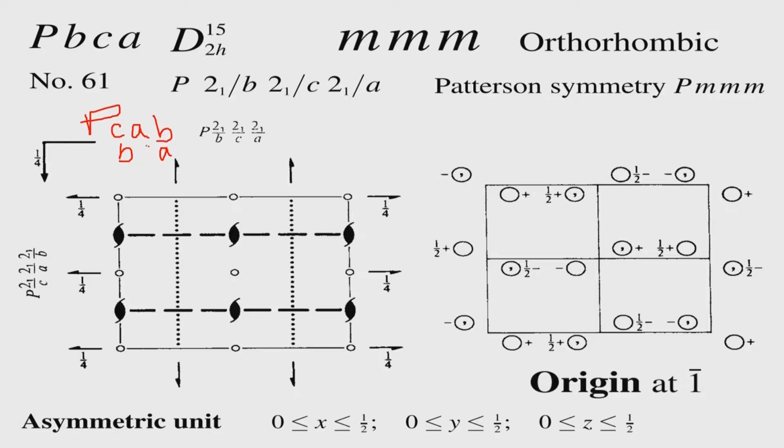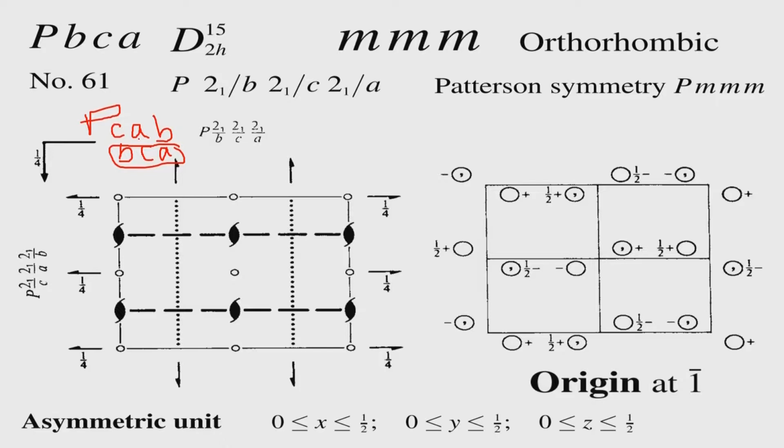C perpendicular to B, A perpendicular to C. So, this is your crystal system now. It does not matter whether B is C, C is A or A is B, because we can interchange them with respect to ABC. So, these two space groups PBCA and PCAB are one and the same. This is something which we should remember when we are dealing with the orthorhombic systems.